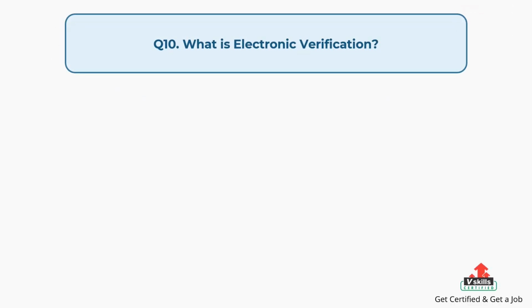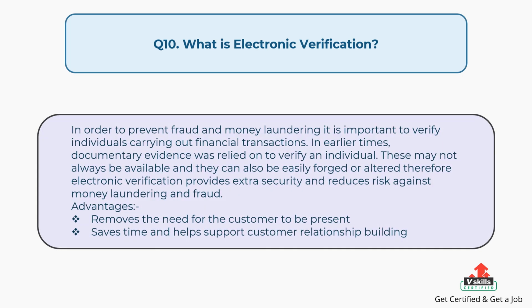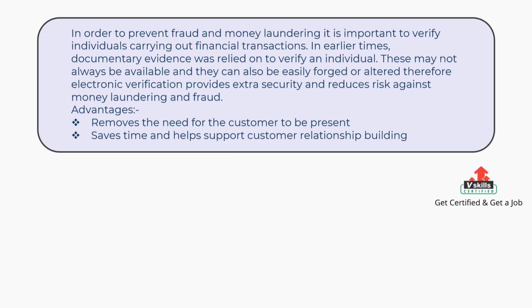Question number 10. What is electronic verification? The answer is, in order to prevent fraud and money laundering, it is important to verify individuals carrying out financial transactions. In earlier times, documentary evidence was relied on to verify an individual. These may not always be available and they can also be easily forged or altered. Therefore, electronic verification provides extra security and reduces risk against money laundering and fraud. Some advantages of electronic verification are: it removes the need for the customer to be present, saves time and helps support customer relationship building.